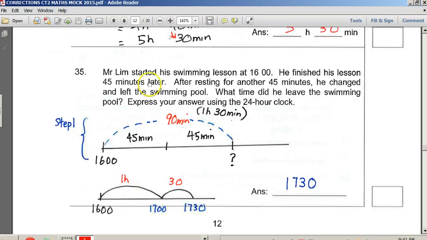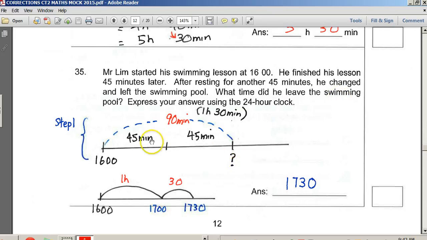How about this? Mr. Lim started his swimming lesson at 4 p.m., which is 1600 hours. He finished his lesson 45 minutes later. After resting for another 45 minutes, he changed and left the pool. Question: what time did he leave the swimming pool? This is the one needed to be found out.